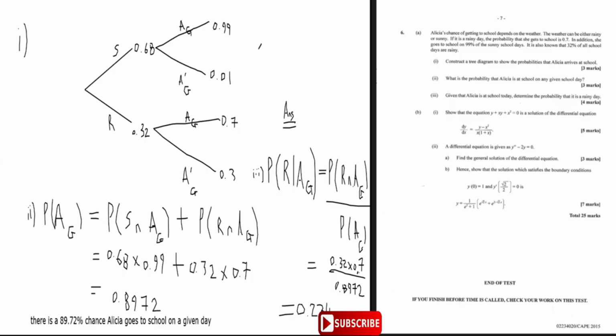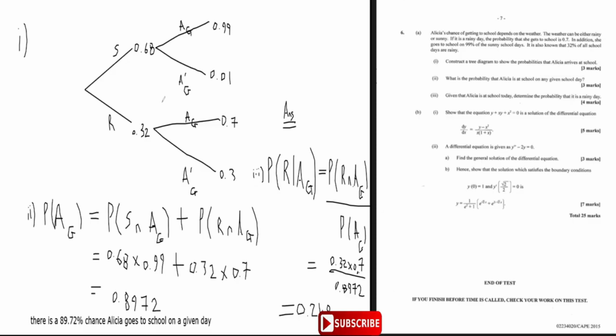0.249, sorry, mistake when I put this in the calculator, 0.249. All right, so there's roughly a 25% chance. There's a 25% chance that it is raining. There's a 25% chance in this case, all right? Nice and easy. So that takes care of this question.